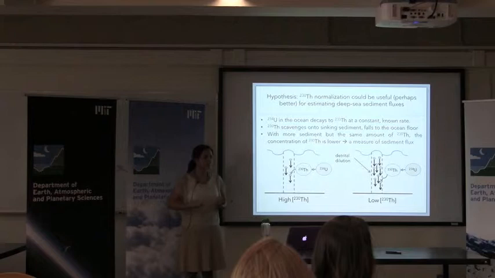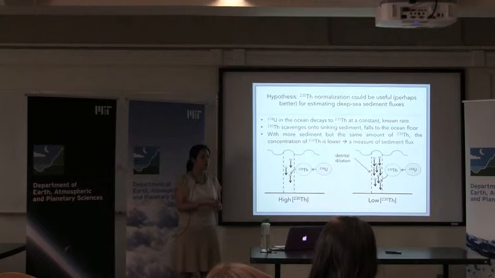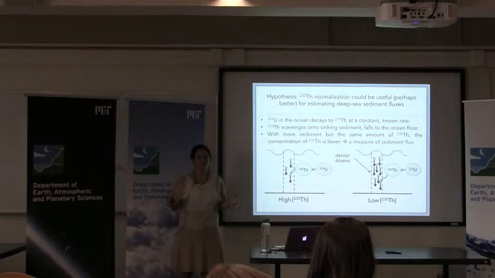So if there is more sediment falling at a certain time, and the same amount of 230 thorium being produced in the overlying water column, then what you're going to see is a lower concentration of 230 thorium in the sediment on the ocean floor. This is known as detrital dilution, because the falling sediment is basically diluting the concentration of 230 thorium.